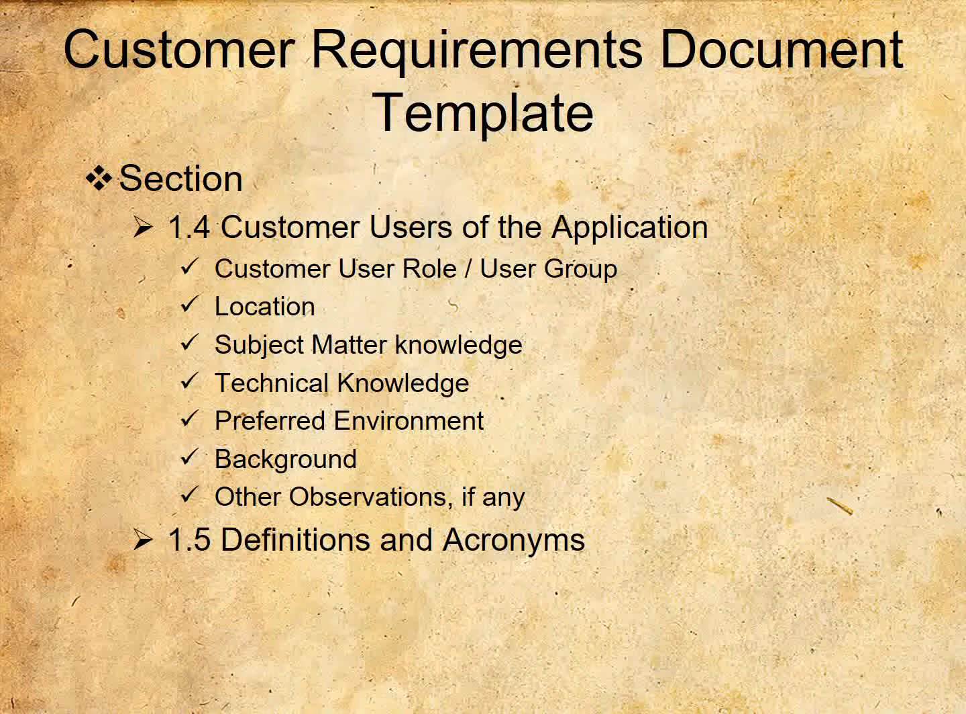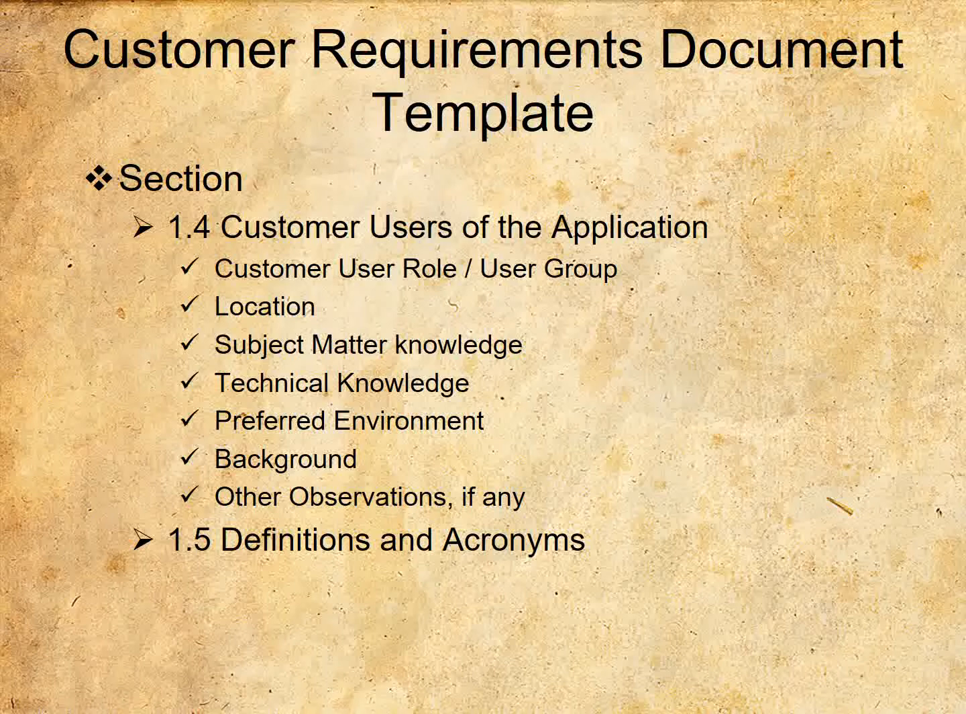Section 1.4. Customer users of the application. List the potential customer users of the application. For each category of user, provide the following information: customer user role or user group, location, subject matter knowledge, technical knowledge, preferred environment, background, other observations, if any.